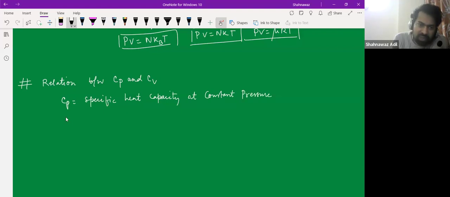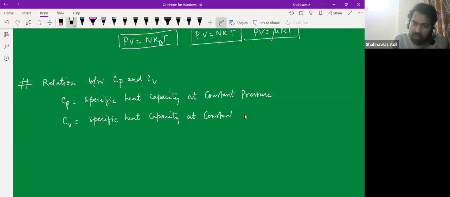And this CV is what? CV is specific heat capacity at constant volume. This is the CV.